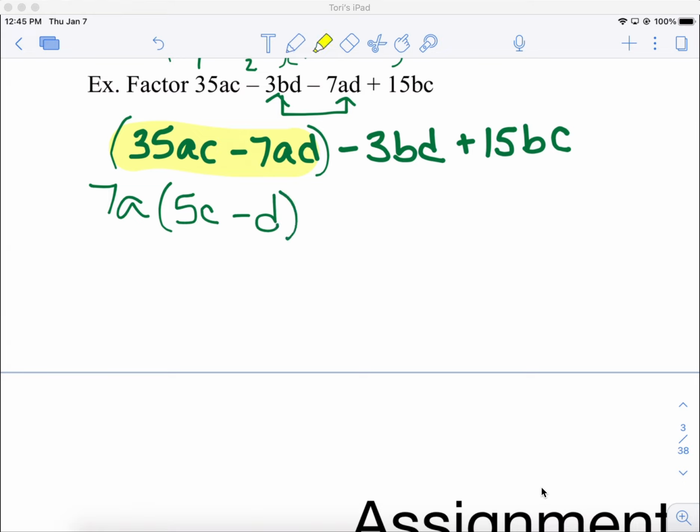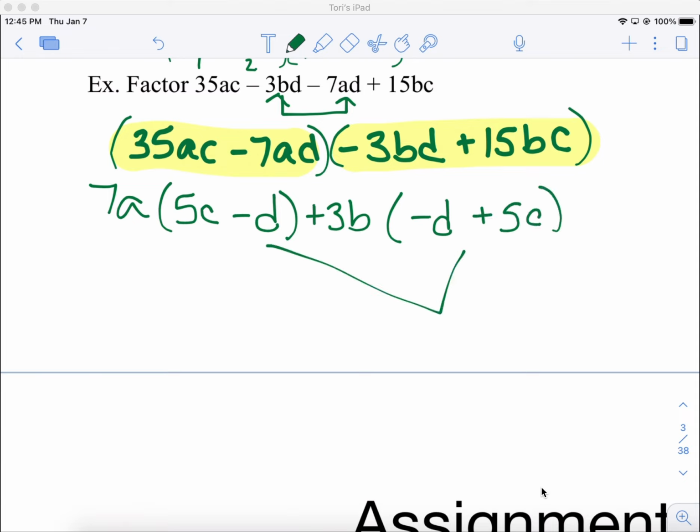Okay? Now we have to see if I can find the same things in common on the back 2. So let's wrap them in parentheses. All right. I notice that I can take out a 3 from both of them. They actually have a B in common also. Sorry about that. 3B. If I took a 3B out, it'd be left with a negative D and a plus 5C. Now, even though these are written in different orders, it's still a positive 5C and a minus D.